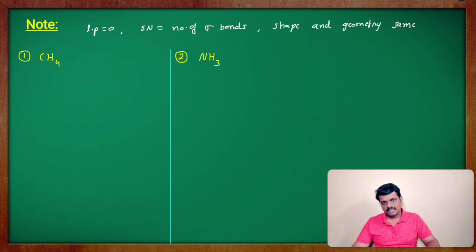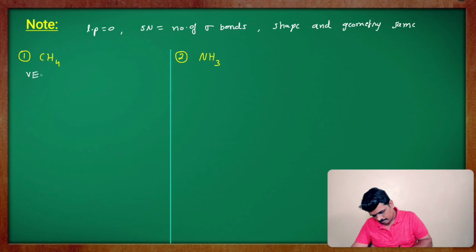So the first example is the methane molecule. In case of methane, the central atom is carbon and the 4 hydrogen atoms are the terminal atoms. The central atom is carbon, valence electrons will be equal to 4. What is the number of sigma bonds in this molecule? We should just see the terminal atoms. Here 4 hydrogen atoms are there, so 4 sigma bonds will be formed.